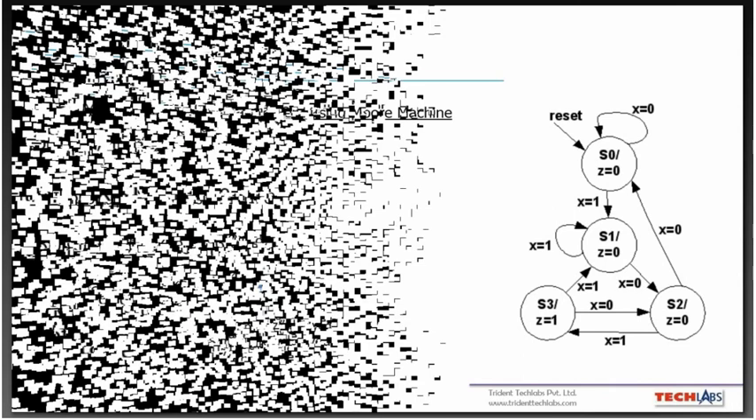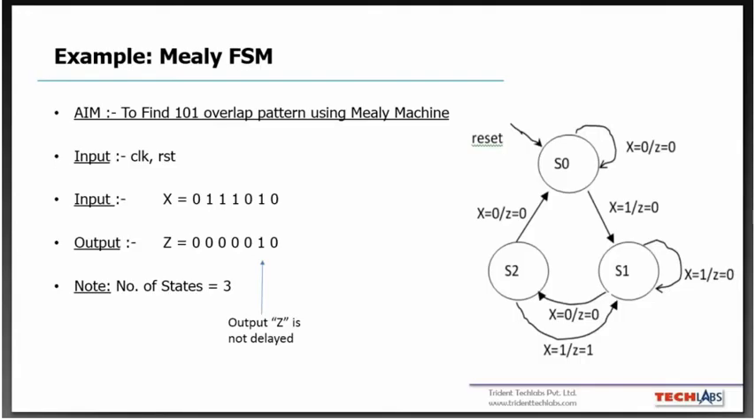In this example, again the overlap pattern is 101, and the finite state machine has been constructed with respect to the 101 overlap pattern, and we have the same two inputs, clock and reset. The same input I am giving here also, and I want to check what my output is.